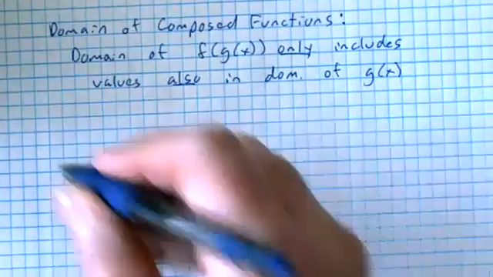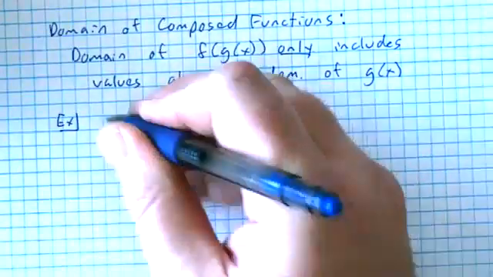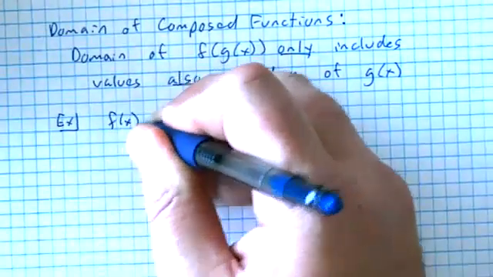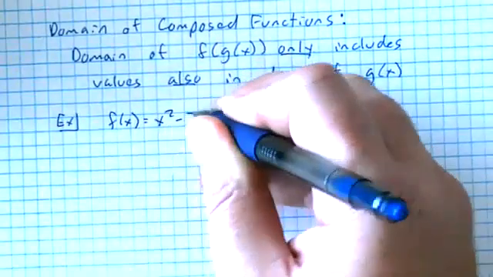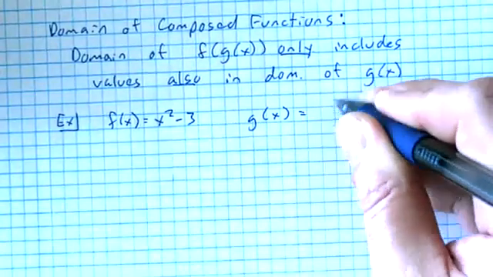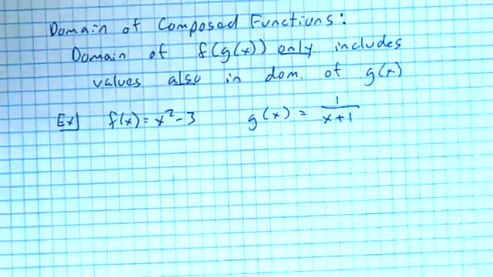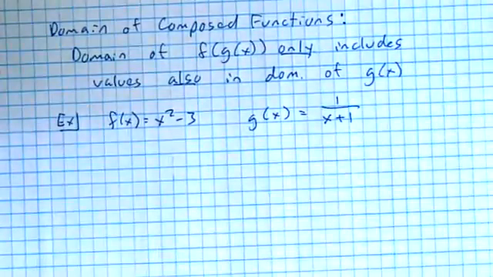So first example, let me give you a couple other functions. f of x is x squared minus 3, and g of x is 1 over x plus 1. So if we're going to find f of g of x and g of f of x, we're going to find the domain of each.